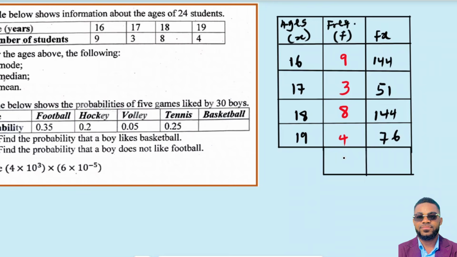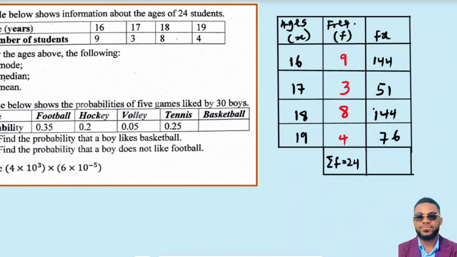Now you see I left some portions here, and they are for the sum of these numbers. So when you take the frequencies, we're going to add all of them to get what we call the sigma f. This symbol. Let me get my sigma. So we have sigma f. That means the sum of the f values. And when we add them, we're going to get 24 because it was stated in the question that the students are 24.